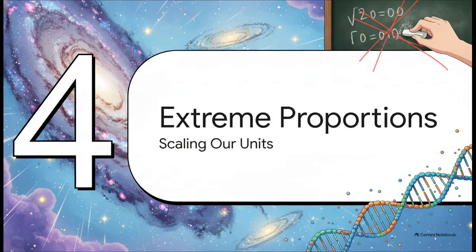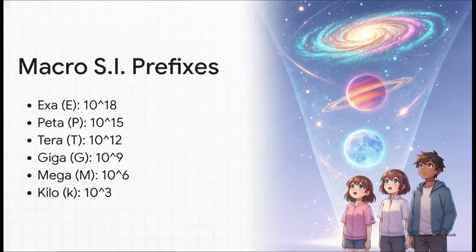Next up, section 4, navigating extreme proportions. Now, nobody wants to write out a 1 with 18 zeros behind it every single time they talk about space. So we use macro SI prefixes as a brilliant shortcut. An exa represents 10 to the 18th. A giga is 10 to the 9th. Attach these directly to a base unit, like a gigameter, and you can communicate massive cosmic scales effortlessly without filling an entire chalkboard with zeros.